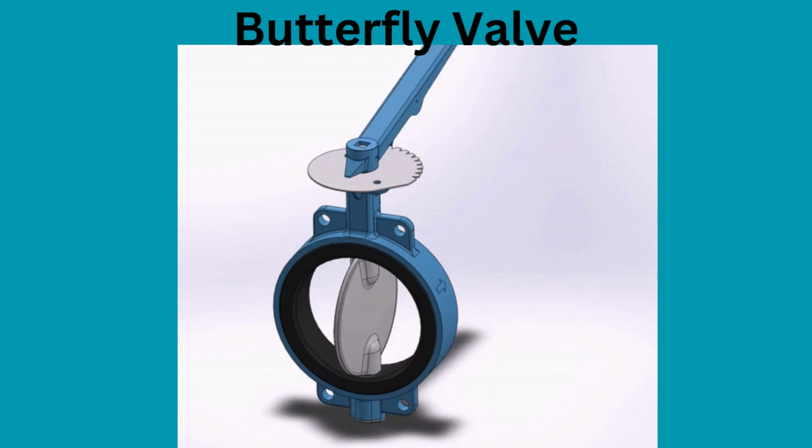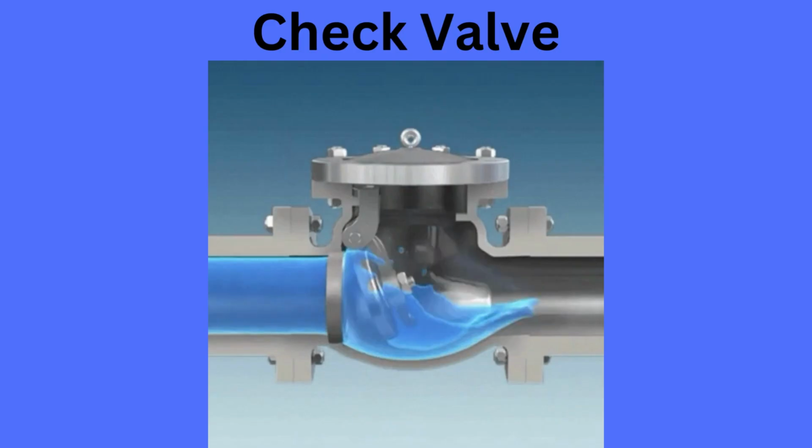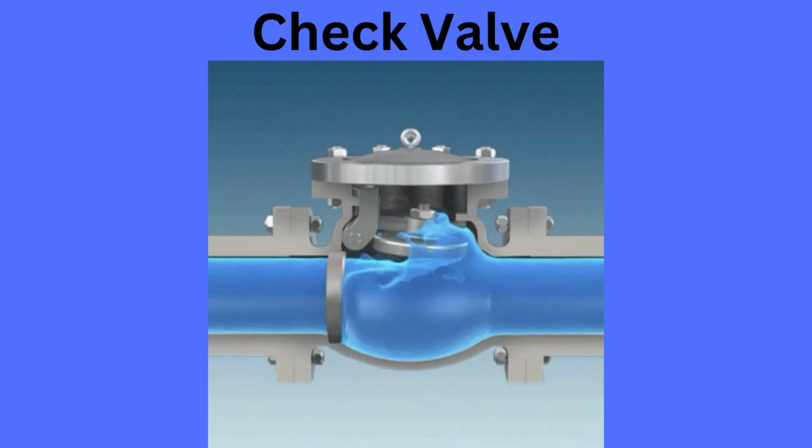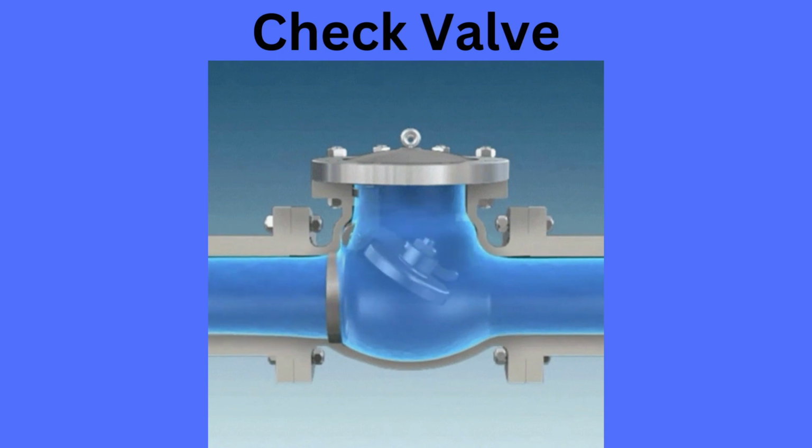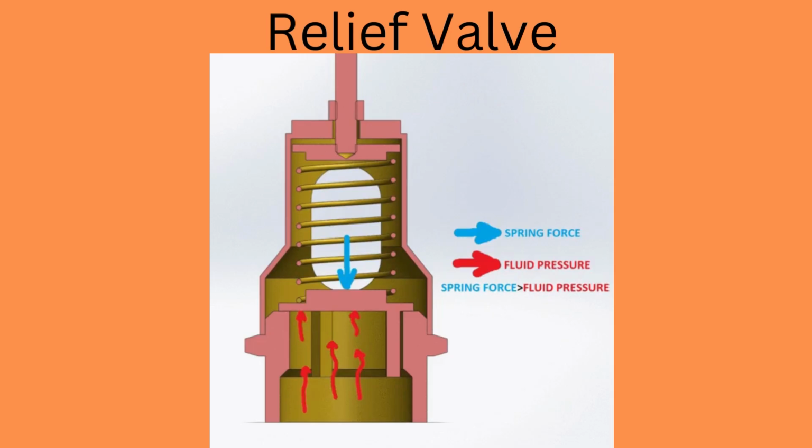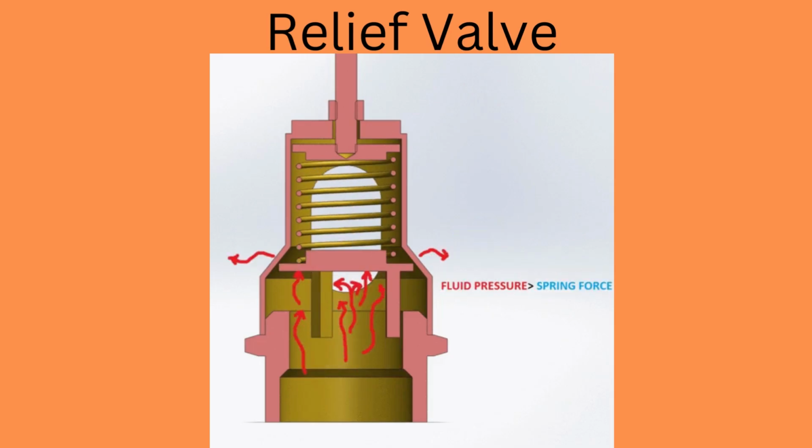2. What are the main functions of HVAC valves? HVAC valves are used to control the flow of air, water, and refrigerant in HVAC systems. They can be used to isolate sections of pipe, regulate flow, shut off flow completely, prevent backflow, and protect systems from overpressure. 3. How do I troubleshoot a faulty HVAC valve?